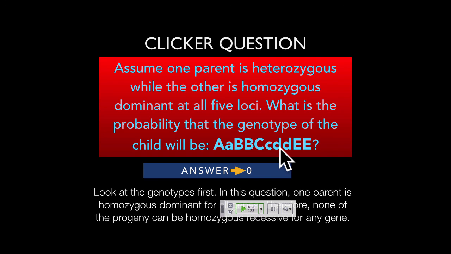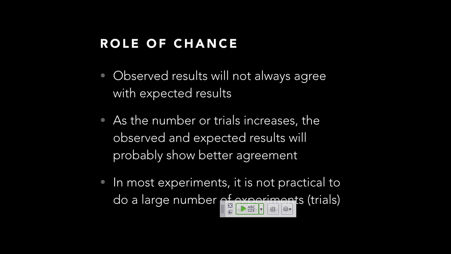Look at the whole problem first. There may be a simple solution to it. Okay? All right. Last couple of comments.